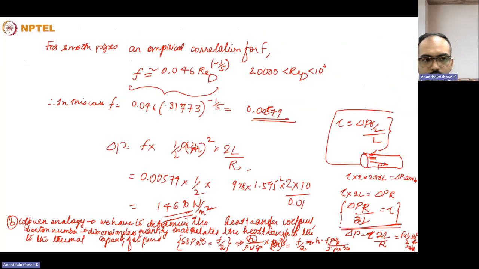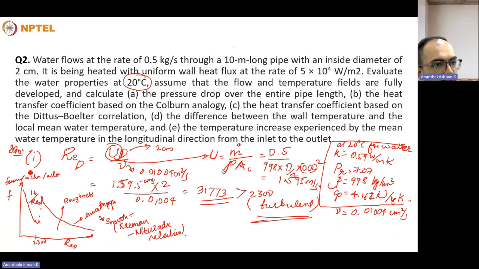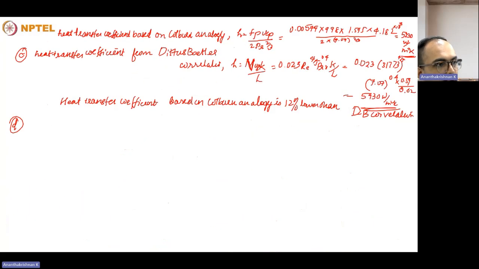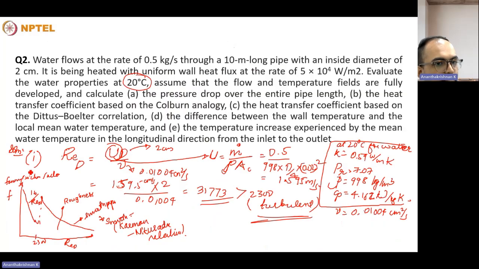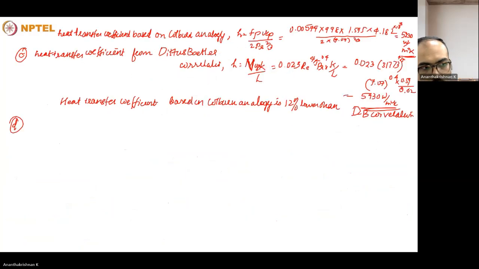Now we can move to the fourth part of the problem. We need to calculate the difference between the wall temperature and the local mean temperature. That's straightforward, just a continuation of the previous problem. So T_w minus T_m is equal to the heat flux divided by the heat transfer coefficient.